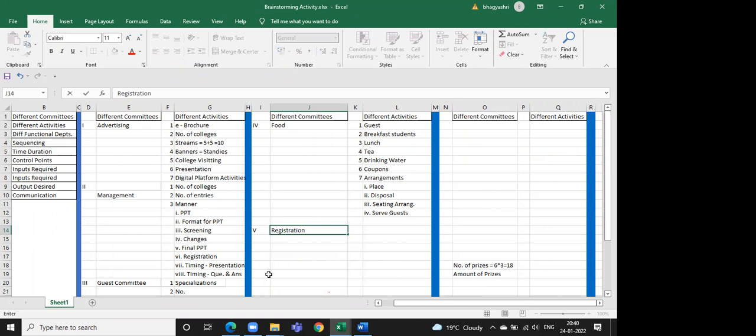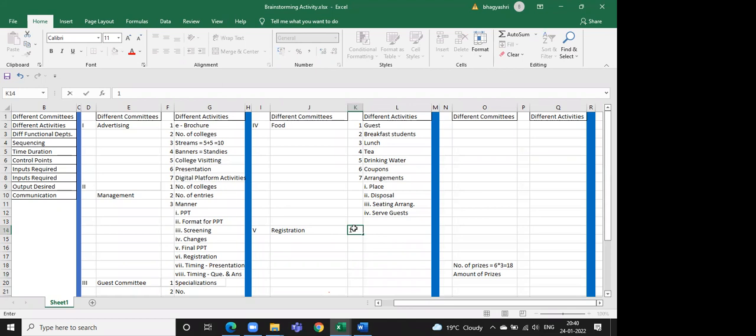Now we have already decided when the students will register for this program. Before registering, they have to go through the brochure and prepare their own presentation, which they will send to us. Then we will screen the presentation. In case there are any changes, we'll inform them, and they have to send the PPT by a specific date, and that's where they can register themselves.